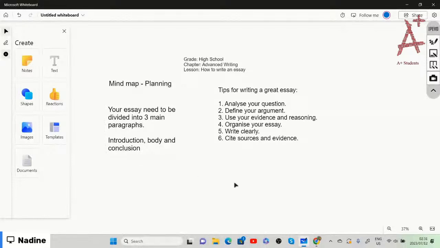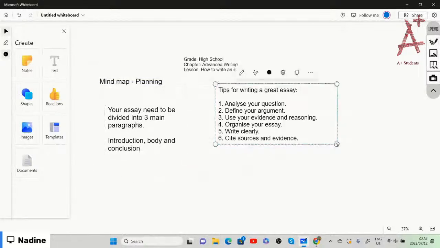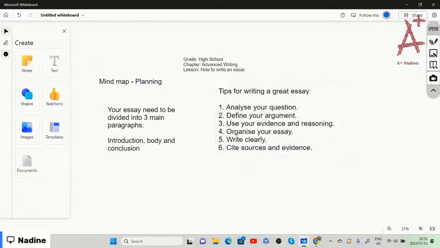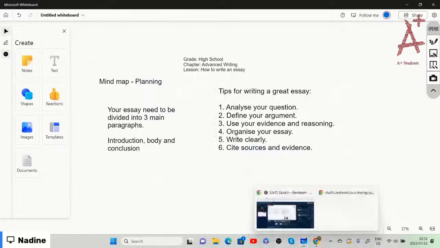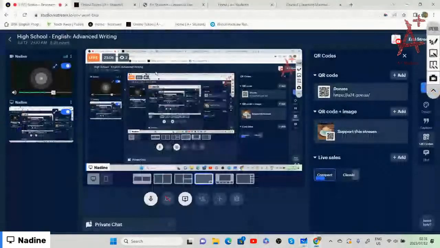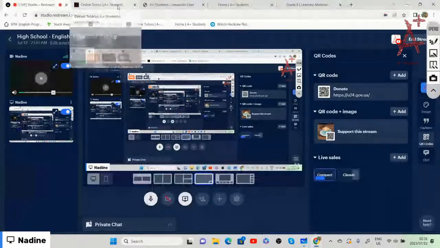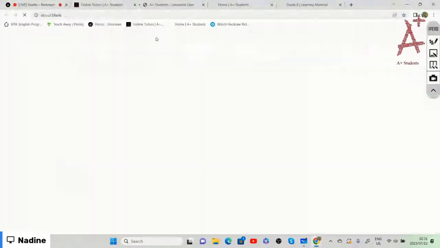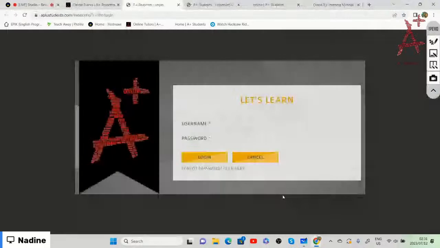All right, so that is basically how we write an essay: needing to have a mind map, the three basic paragraphs, right? And tips on how to write a great essay. If we go back to our tutorial class, this is on the A plus students.ca. You have logged in with your username as well as your password.